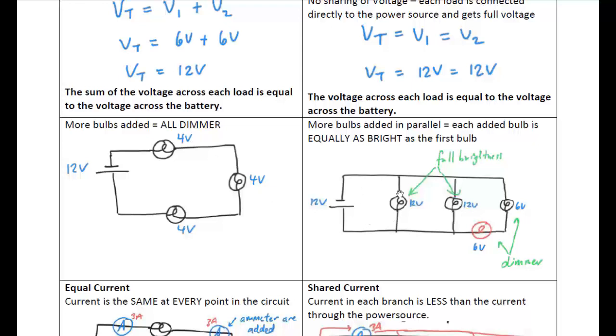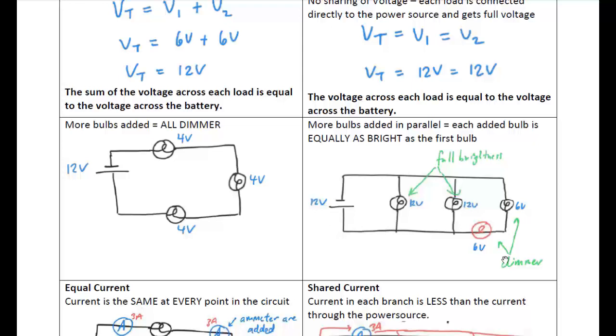Now when we have the separate branches here on this parallel circuit, the first 2 branches have their own equal access for each of these loads to the 12-volt battery. So this is going to be a nice bright bulb. This one will be a very nice bright bulb as well.